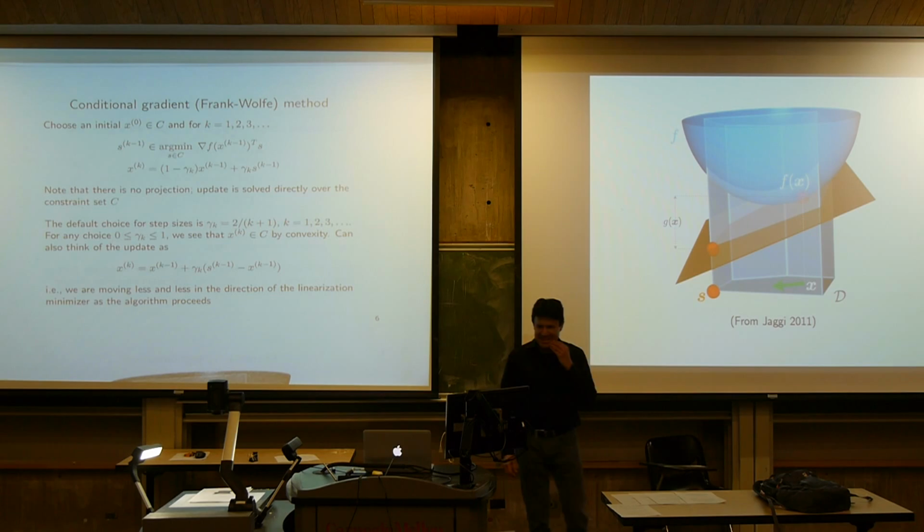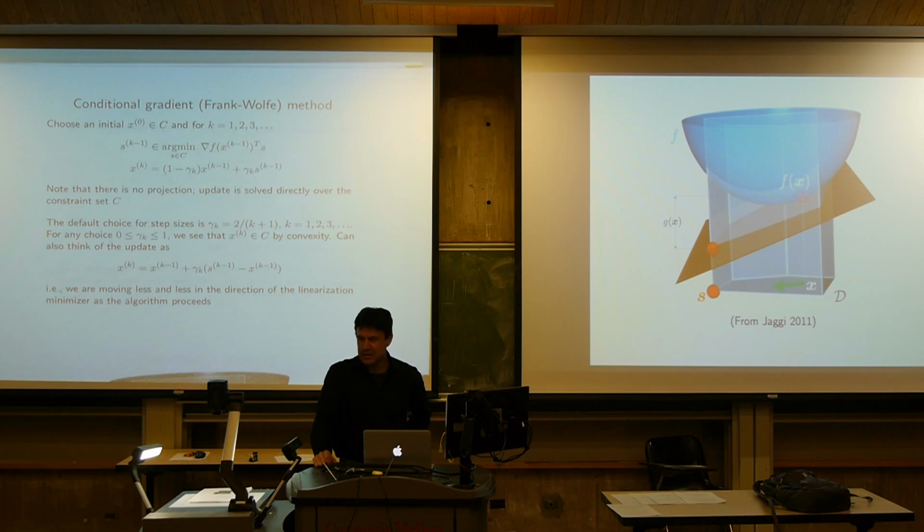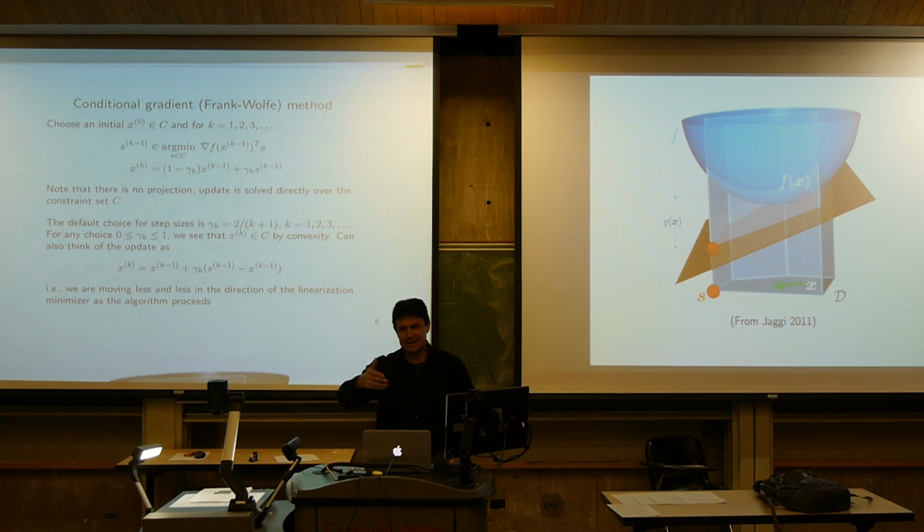Maybe a little historical remark real quick. So Frank and Wolfe, they were postdocs who were working with Tucker in Princeton back in the 50s. This is a very, very old algorithm. And they, as postdocs, proposed this algorithm for quadratic functions initially. And it's one of those things that I think you've heard me say several times here. The algorithm was published in some journal in 56. And maybe Wolfe later wrote a follow-up paper in the 70s. And for about 30 or 40 years, maybe even 50 years, there were not that many papers on Frank-Wolfe.